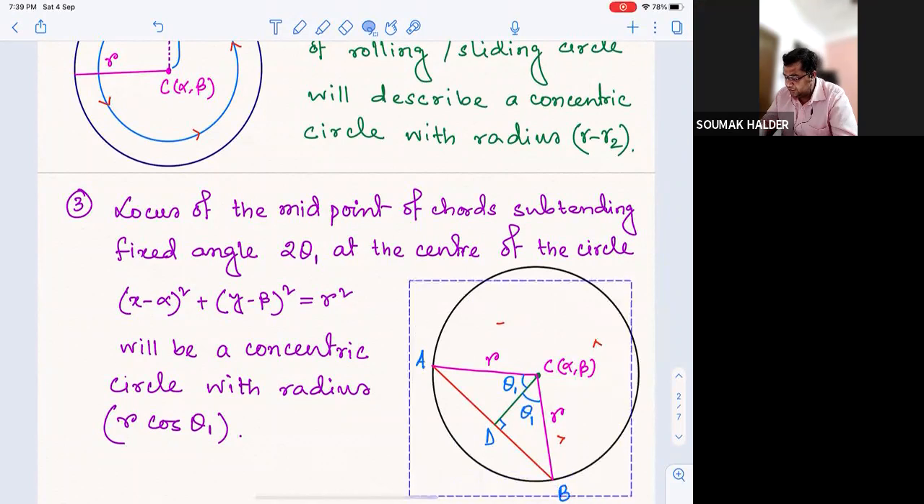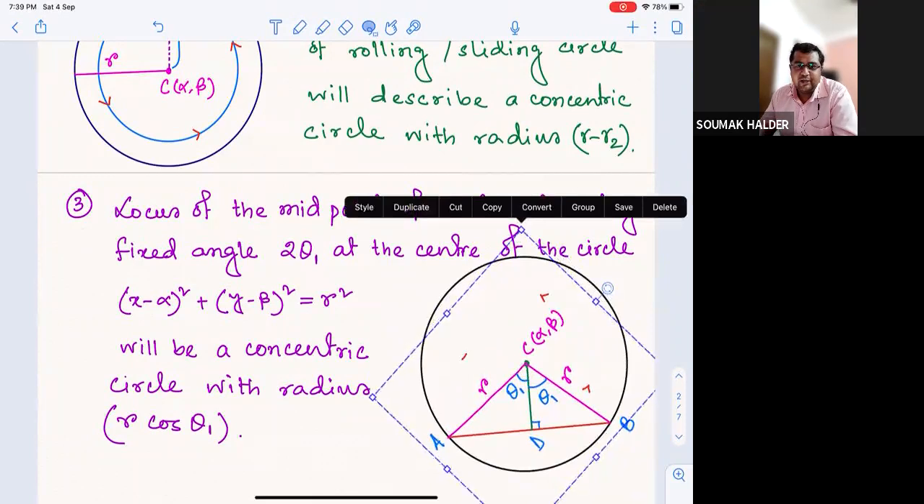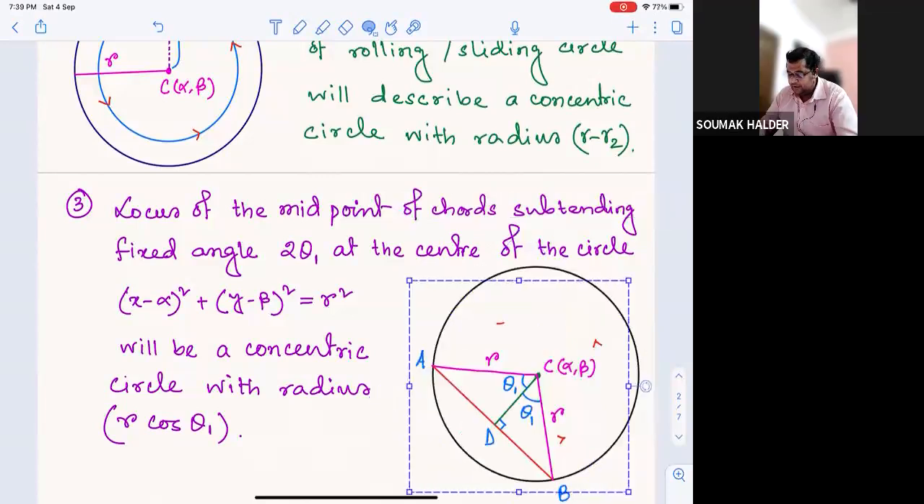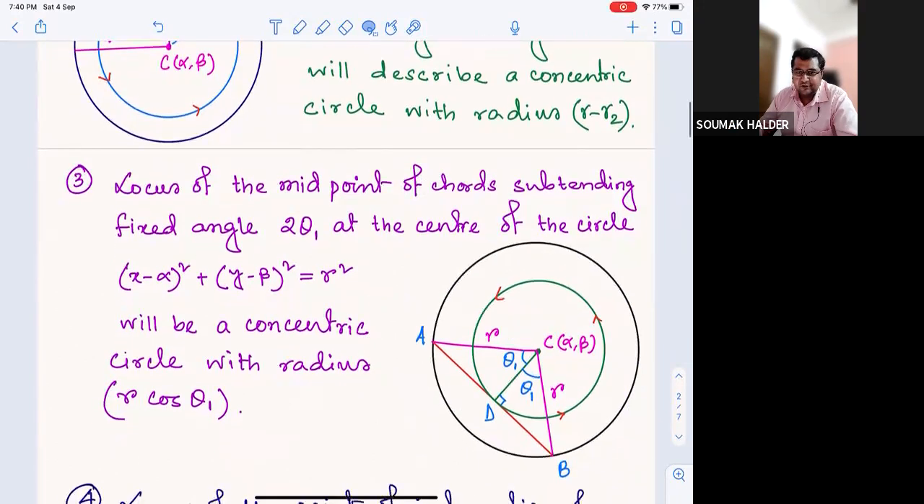Now, if we think of other chords of this length, how to check for that? Let us consider I am rotating this circle. So now I can think of it as the same circle and a different chord. But if the subtended angle is 2 theta 1, the distance of the midpoint from the center is still r cos theta 1. And hence the midpoint will describe a concentric circle with new radius r cos theta 1. Is this description clear with everyone? Yes, sir.